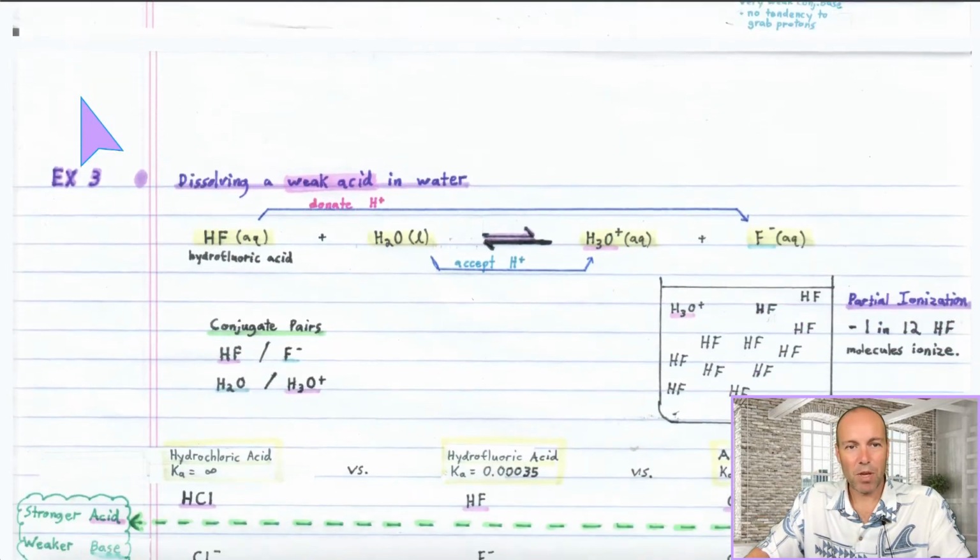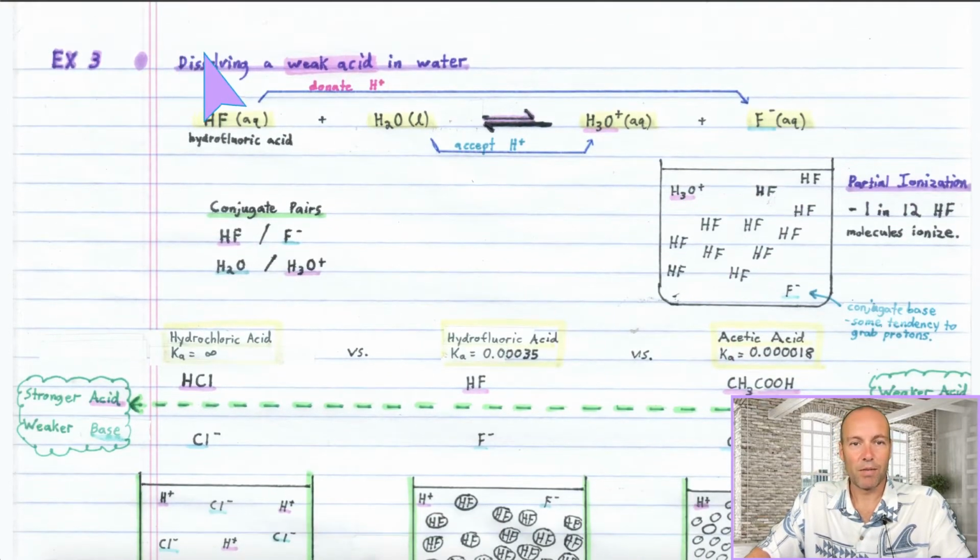In example 3, we look at dissolving a weak acid in water. And this is also an acid-base process. But weak acids are a little bit different than strong acids because it's a partial ionization. Not all of the molecules of weak acid ionize. So hydrofluoric acid is a weak acid, and when it dissolves in water, it does release protons in solution, but only some of the molecules do this.